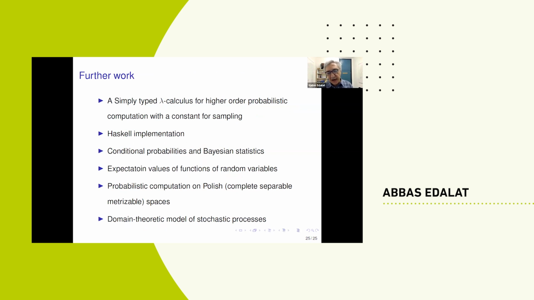So, a practical monad for Haskell. Another important part that I haven't had time to describe is conditional probabilities and Bayesian statistics. In this framework, we can naturally capture Bayesian law and exactly define what is computable in conditional probability distribution and what is not computable in conditional distribution. And there's a lot of confusion about this in the literature.